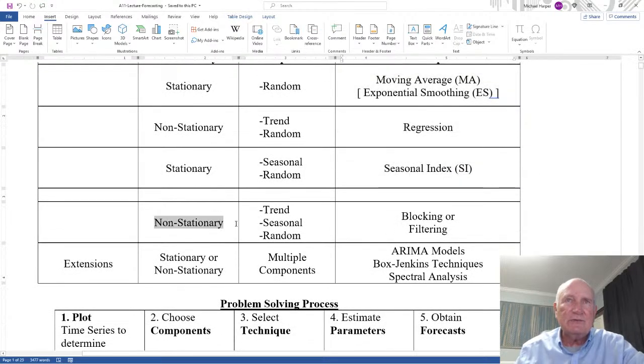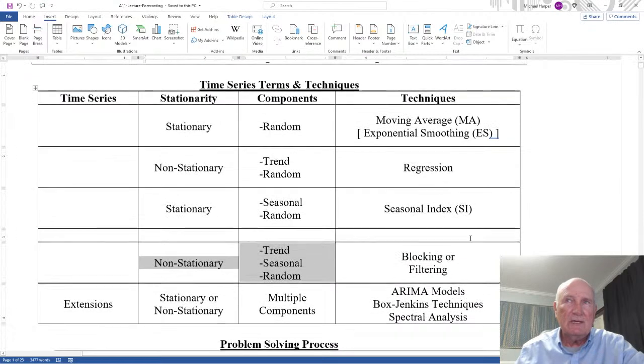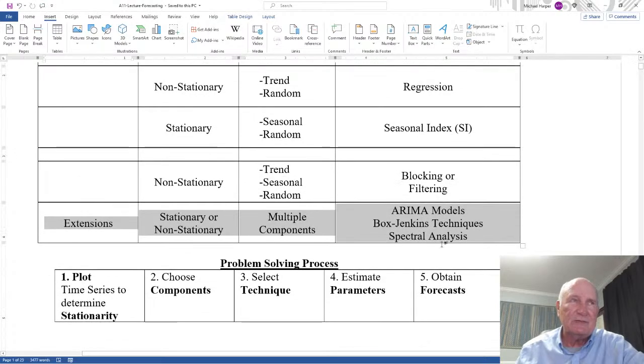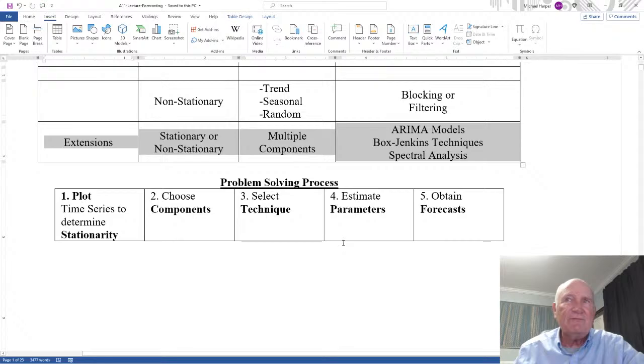In a non-stationary time series where you begin combining components, you can solve these with blocking or filtering, and advancements and extensions would be ARIMA models, autoregressive integrated moving average models with Box-Jenkins techniques and spectral analysis. We will not do that in this lecture. However, I will come right to this point, and this would be further analysis in forecasting. And finally, I have a 5-step problem-solving process in forecasting.